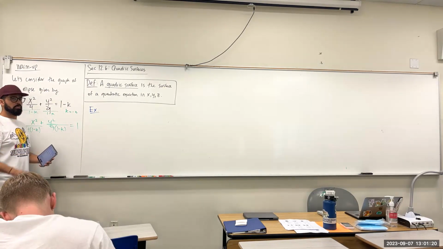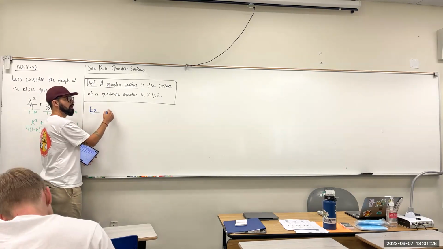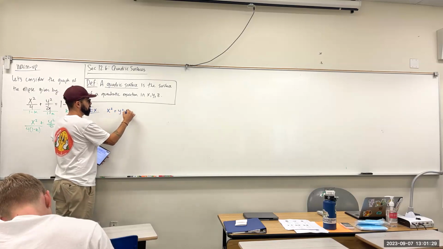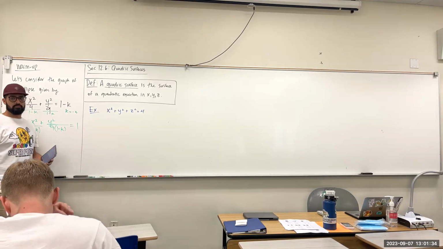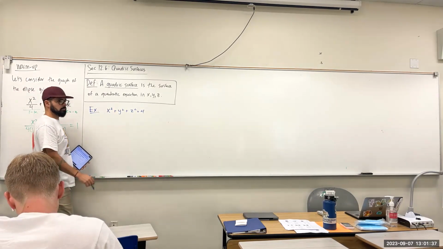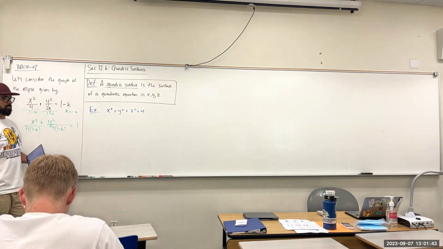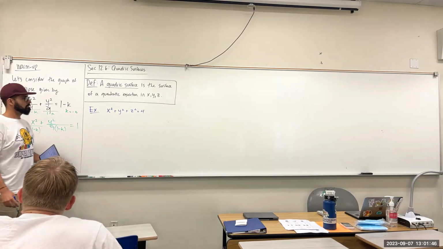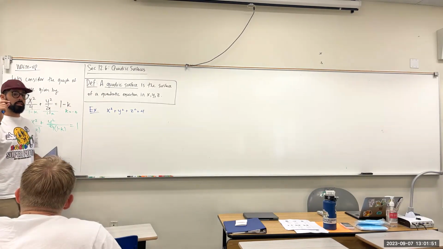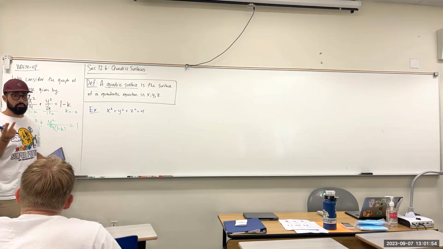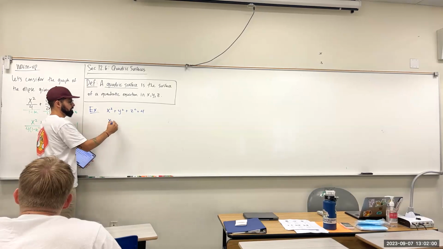Someone just shout, give me an example of a quadratic equation in x, y, z. X squared plus y squared plus z squared equals 4. Okay. Give me another one. Someone from this side. Give me a quadratic equation of x, y, and z. Remember, quadratic just means that the highest power is 2, but it doesn't mean that all the exponents have to be to the second power. So, for example, I could also write something like this.